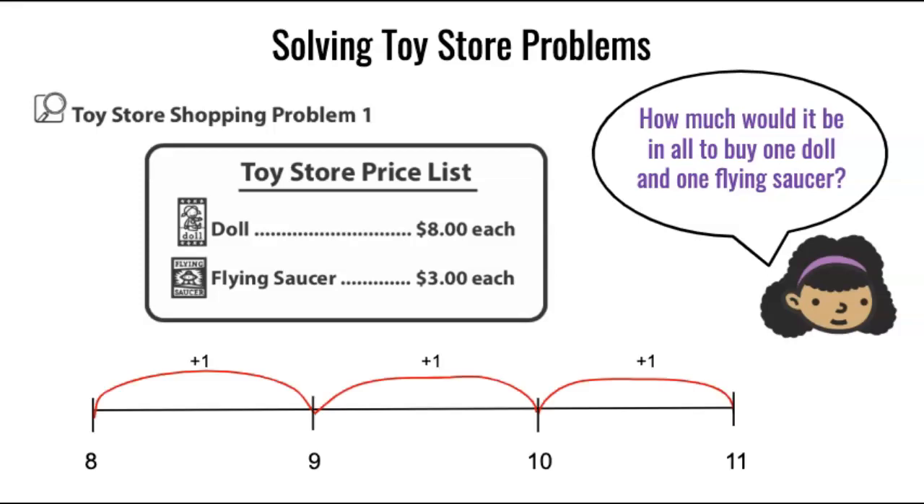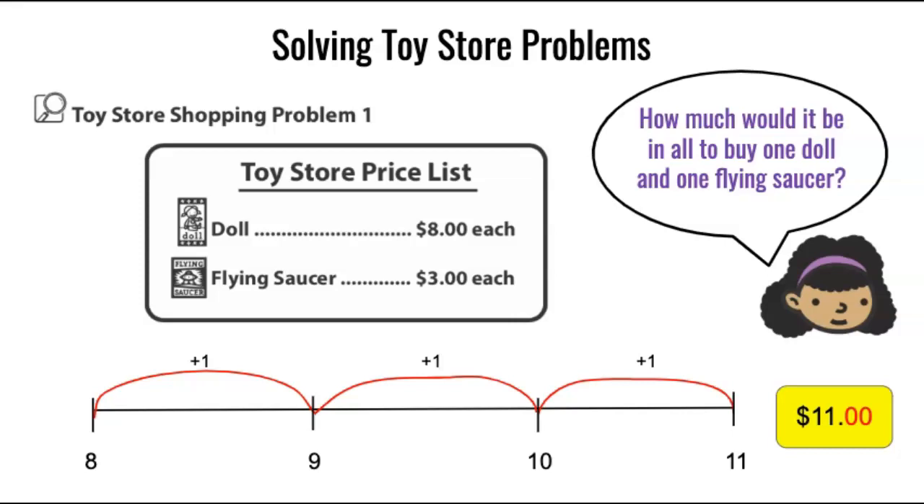If we start at 8, our bigger number, and we make 3 jumps on our number line and land on 11, then we know that it would cost $11 in all. Now when I write my answer, I need to make sure I'm using the correct symbol to show $11, not just 11. So I make sure I add my dollar sign, decimal point, and 2 zeros at the end to show my answer in dollars.